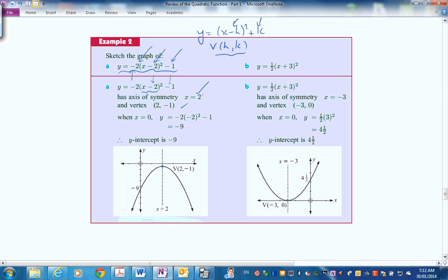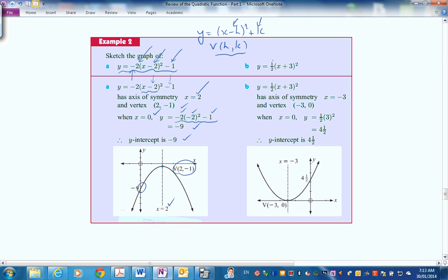Now, what do we want to do now? We want to find the y-intercept, so put x is 0 in all the x parts of the function, so it's neg 2, (0 take 2) squared, take 1, is neg 9. Okay, so the y-intercept is neg 9. So we're down here at neg 9, and the vertex is (2, neg 1), and we've got the axis of symmetry in there as well. There are no x-intercepts here.